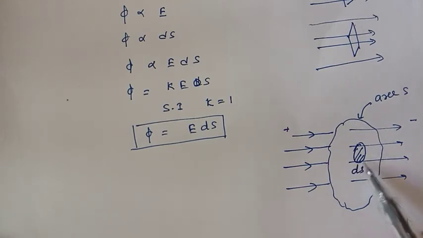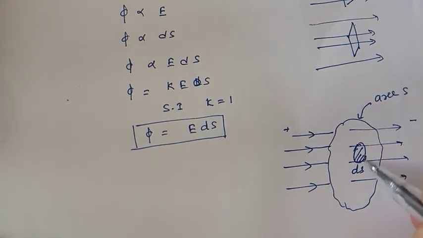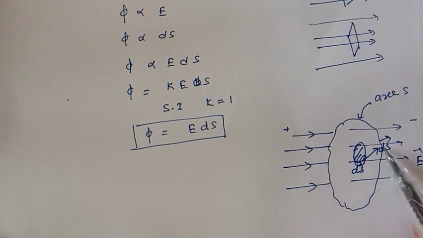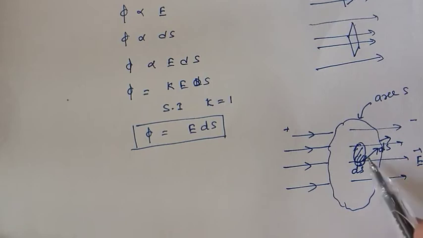Now if this is the small area, then it will have area vector. Area vector is what? A vector perpendicular to this area. So suppose this area here, and this is the vector which is perpendicular to the area and represented by ds. This is our electric field and this is what? Area vector. So we are seeing that between area vector and electric field there is some angle, and let the angle between the electric field and area vector be theta.